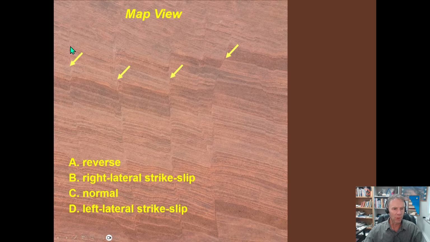Okay, so we're in map view, so we're looking at horizontal movement. The movement is horizontal or strike slip. The game is the same. We stand on one side of the fault. I'll stand on this side. I'll look across this fault here, and this dark layer I'm standing on here has been shifted to my left. So this is a left lateral strike slip fault. Same with this one, same with this one, same with this one. So we have a series of left lateral strike slip faults, little kind of micro faults here in this area.